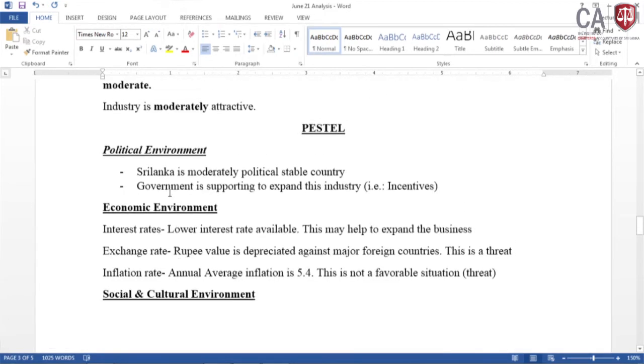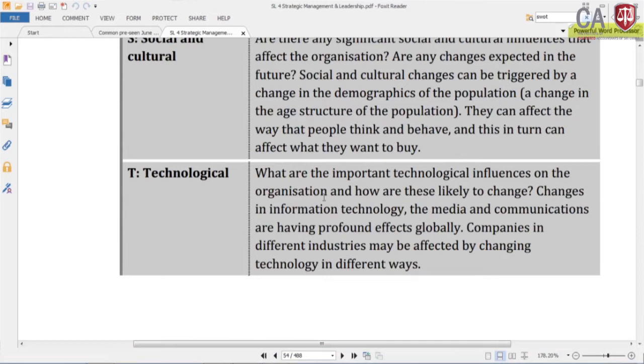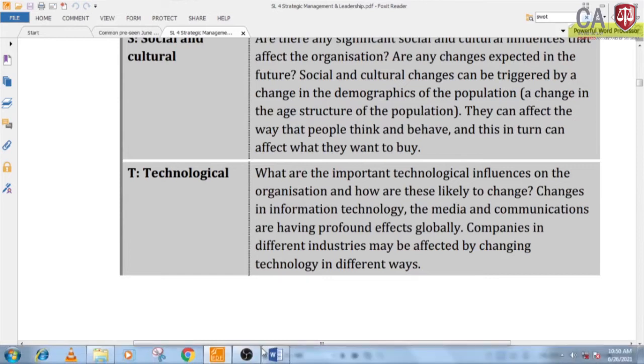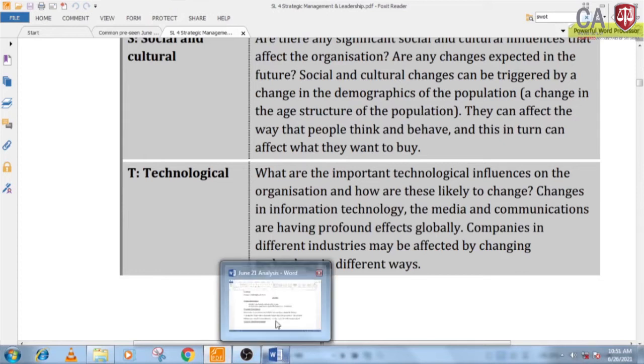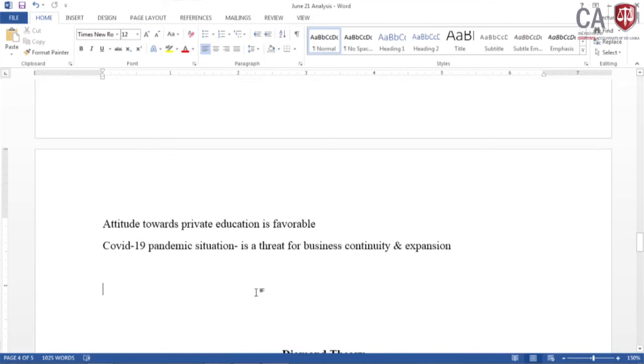Then the next one is the technological environment. So, what we can do, there are a lot of opportunities available in this area.